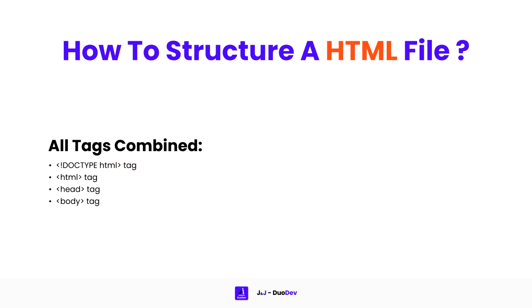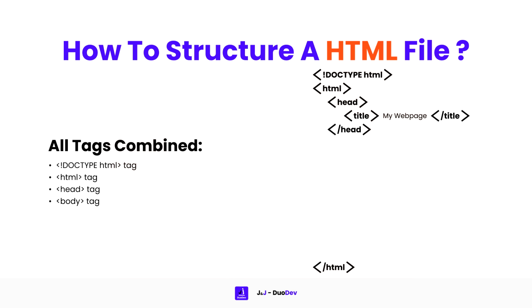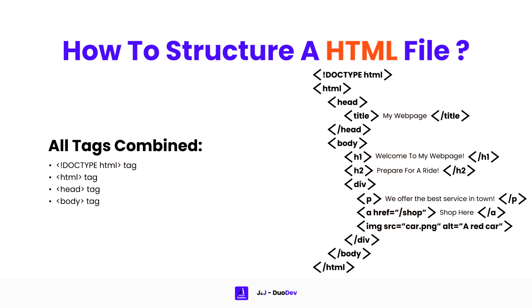Let's have a look at a very basic example of the structure of a web page. As you can see, we have a doctype HTML at the top, followed by two HTML tags, and inside of them we have the head and the body tags. We have a title for the web page, and right underneath it we have the content of the web page. This is an example of a very basic web page.